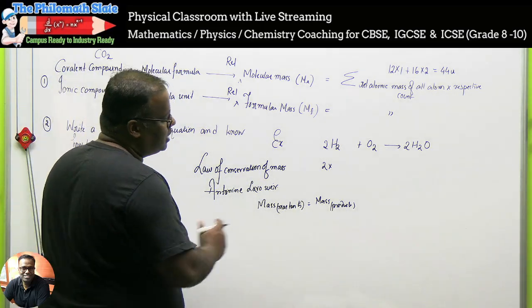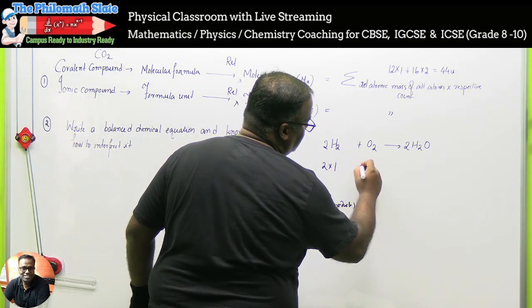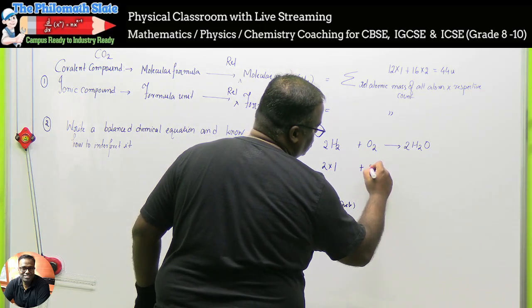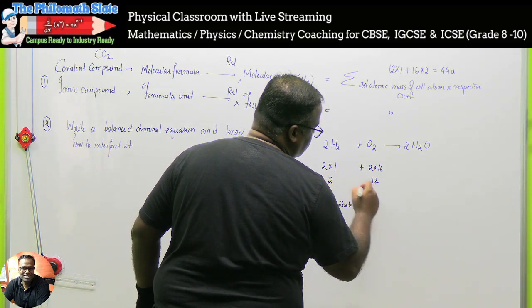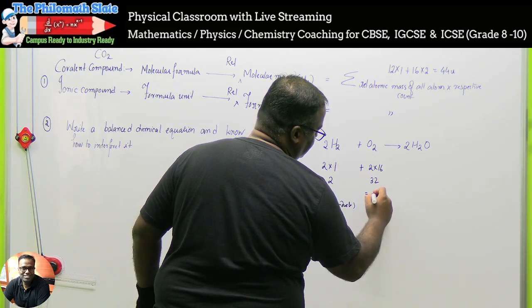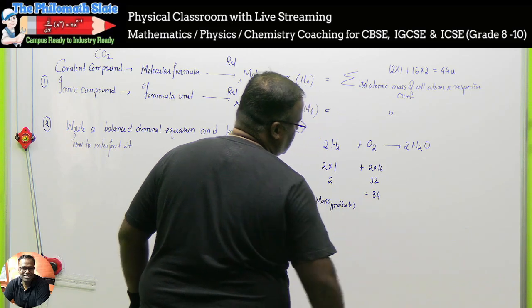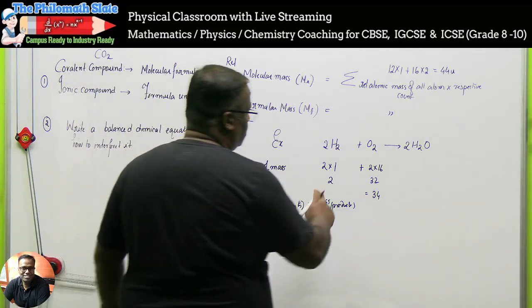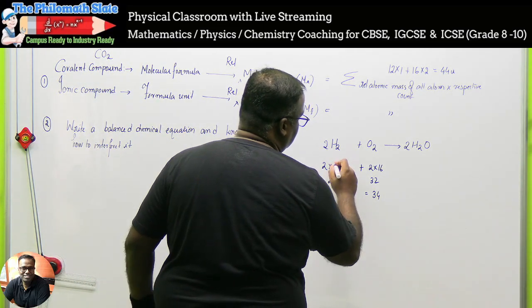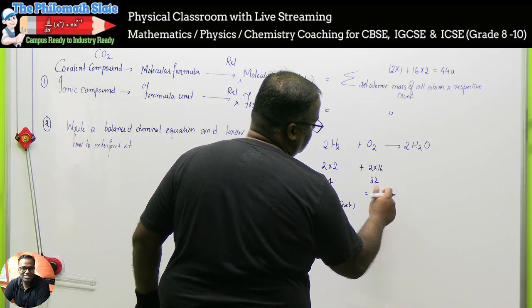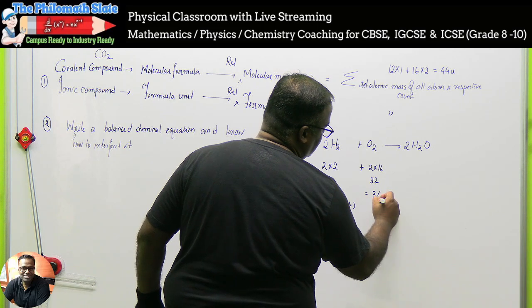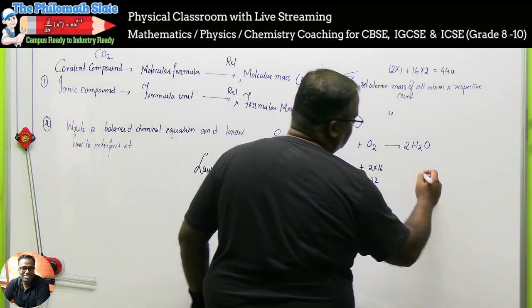So mass of reactants, let's see. Hydrogen is 1. Oxygen is how much? 2 oxygens, so 2 into 16. How much is that? 32 and 2. So how much is it here? 34? No. This is 2 into 2, this is 4. So here how much does it come to? 32 plus 4, 36. Now see how much it is here.